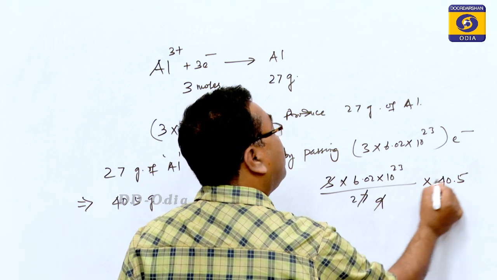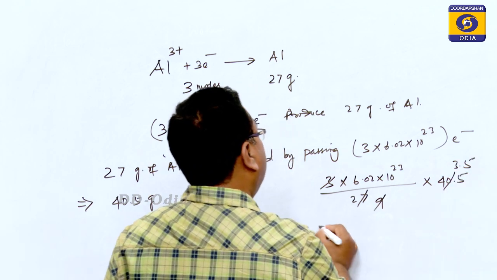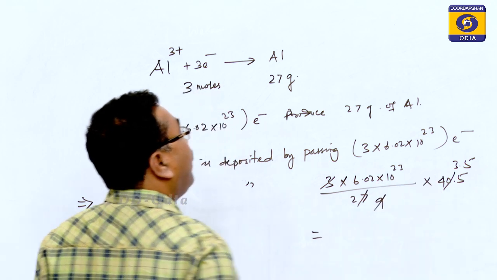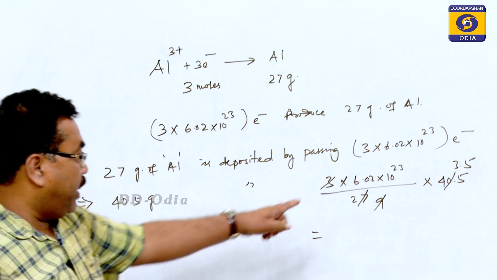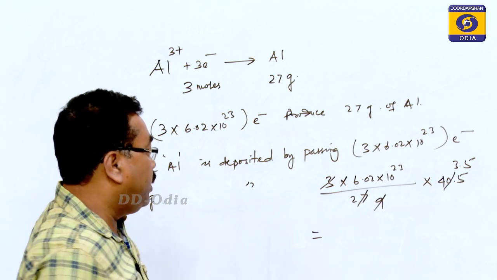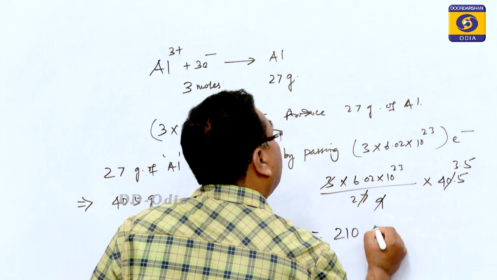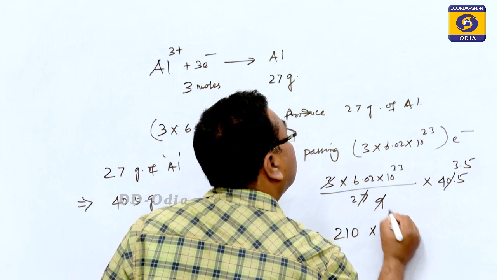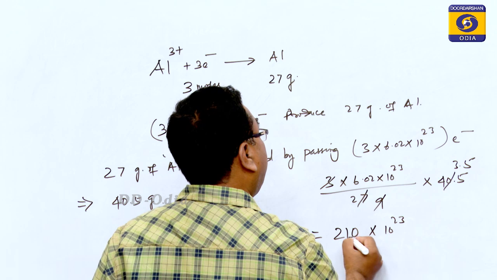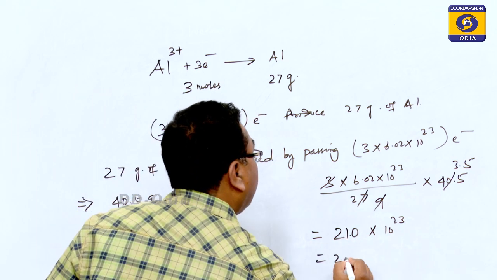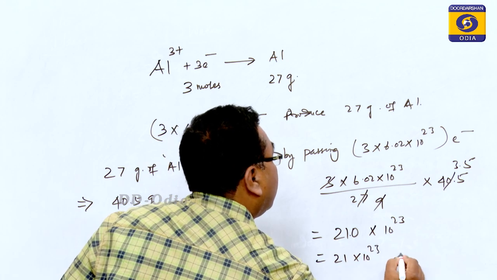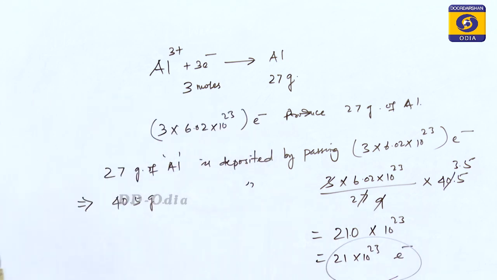And this will come out to be 3.5, and the multiplication of 3.5 into 6, around, if you take only 6, will be 21. So, 21 into 10 to the 23 will be the number of electrons. So, this is the answer. This number of electrons will produce 40.5 gram of aluminum during electrolysis.